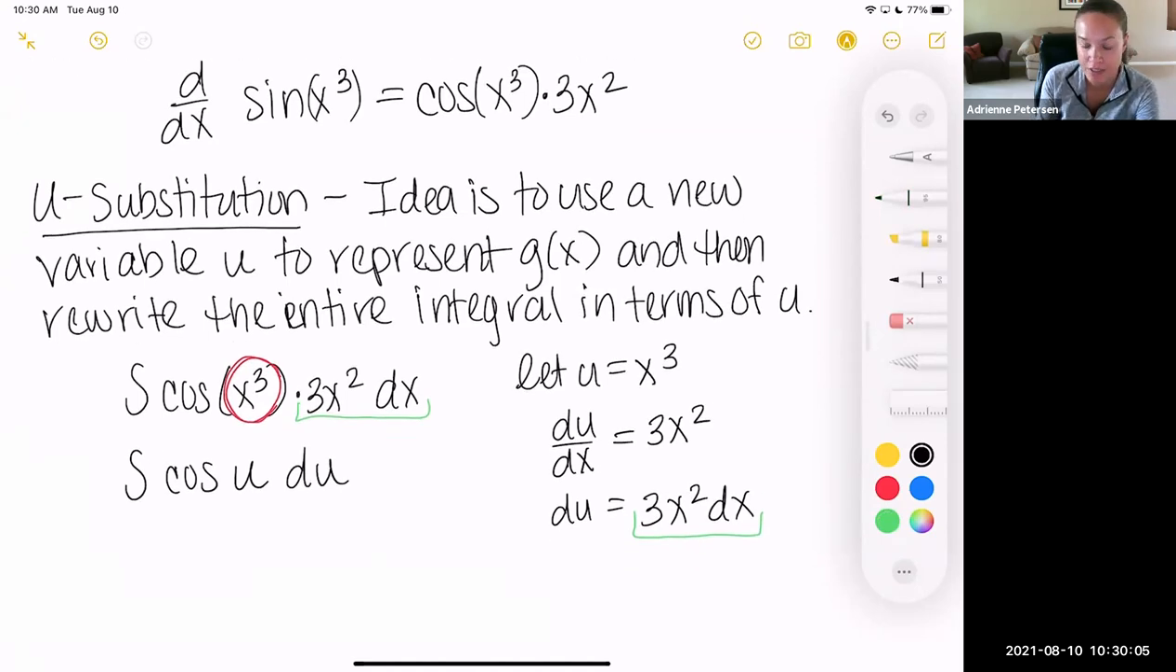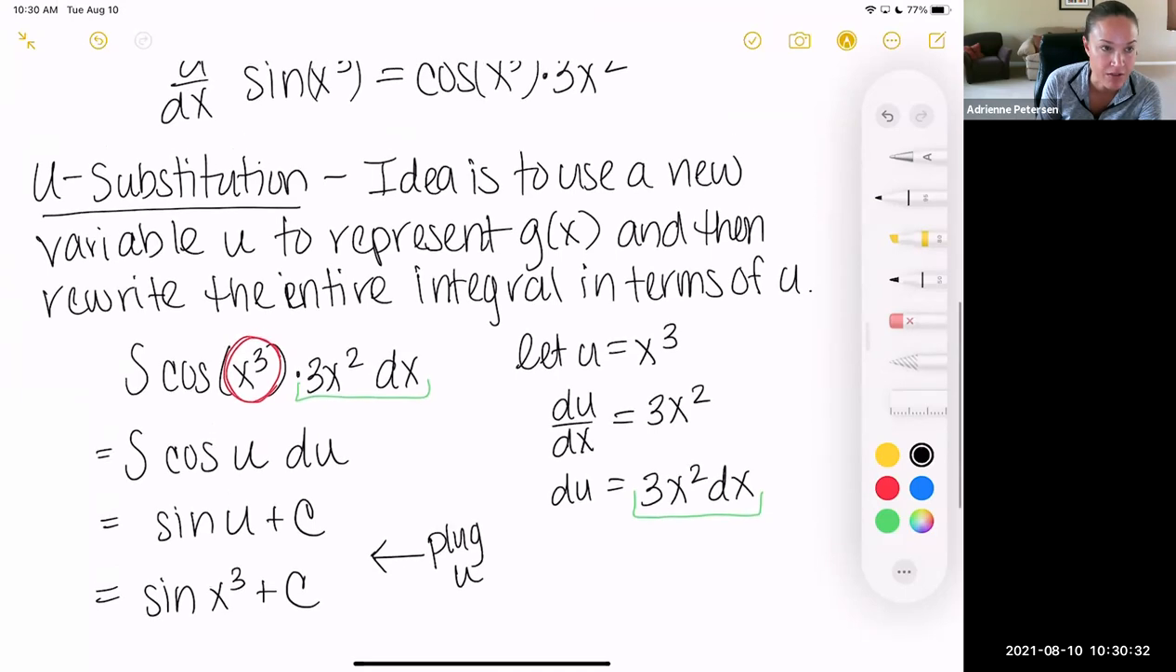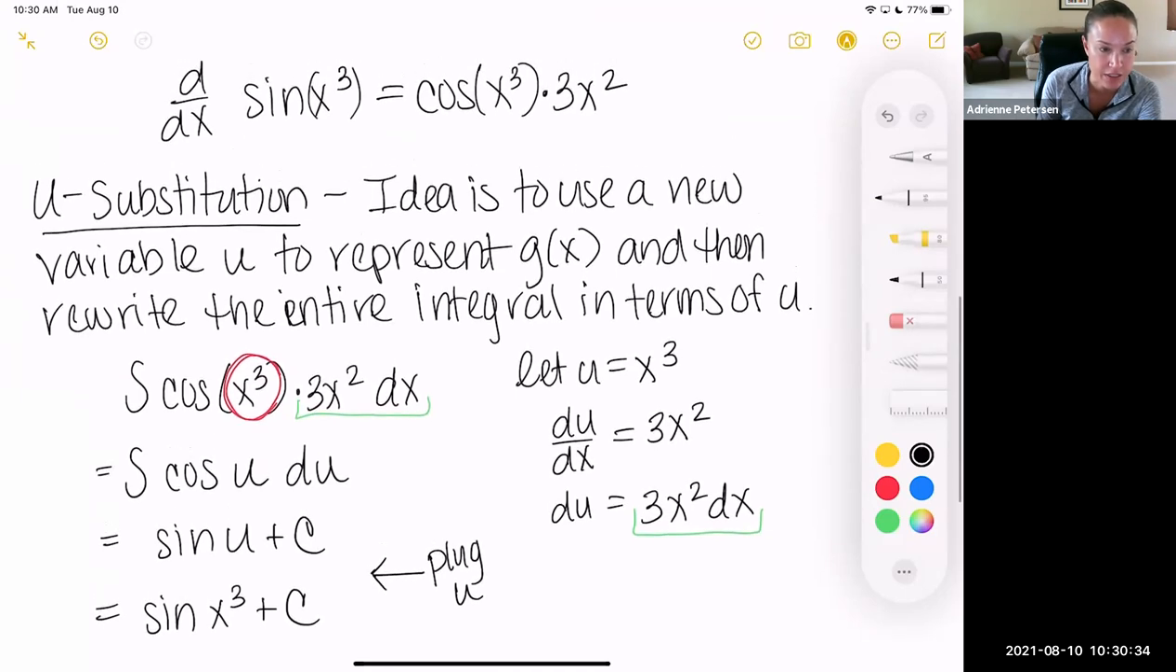Now that we've done u substitution here, we can easily compute the antiderivative, the indefinite integral, right? The antiderivative of cosine of u, we know is sine of u plus c. Now our last step is always to plug u back in. And so we get sine of x cubed plus c, which is what we got when I did this the first time around. Okay, so this is what u substitution looks like.